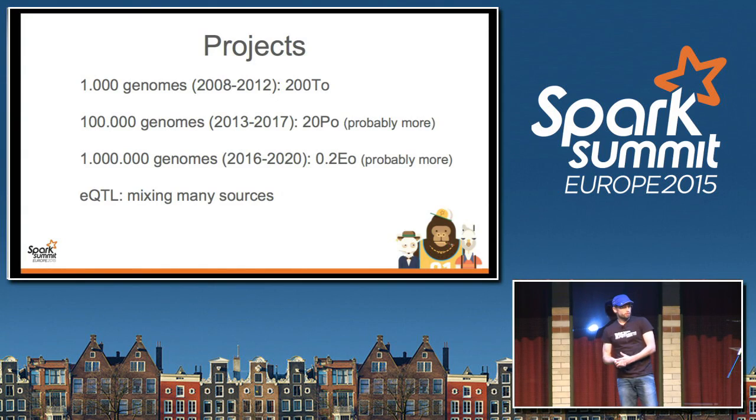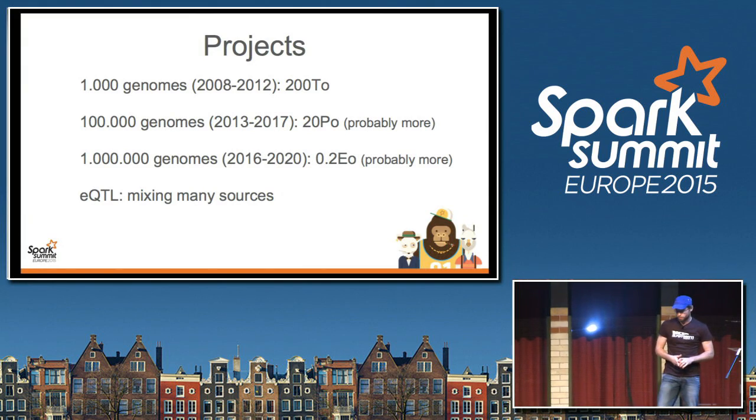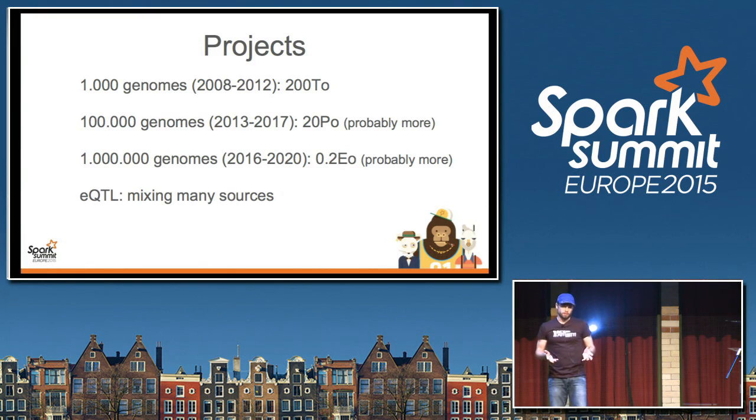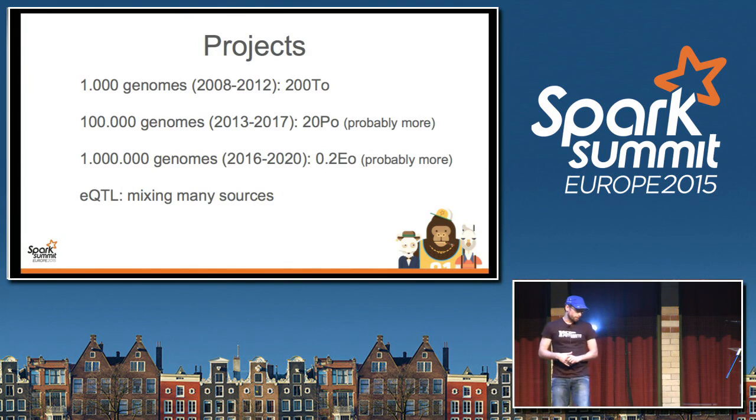Some examples of projects in genomics. For instance, the 1,000 Genomes project started in 2008 and ended 3 years ago. So it's only 1,000 genomes that have been collected. We are a bit more than 7 billion on Earth, so it's a very small fraction that has been collected in 4 years, involving many, many teams across the world.